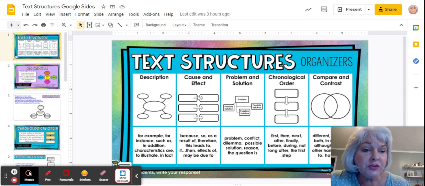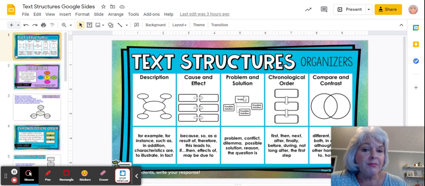So when you're writing your research project for the American Revolution, you want to make sure that you're covering, well, what was the cause and what was the effect? So you can use the words because, so, as a result of, therefore, this leads to, if then, effects of, and maybe due to.